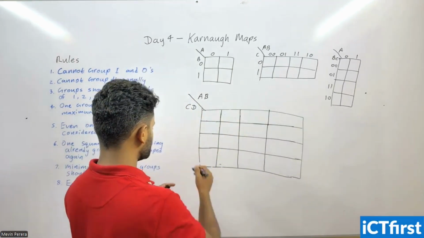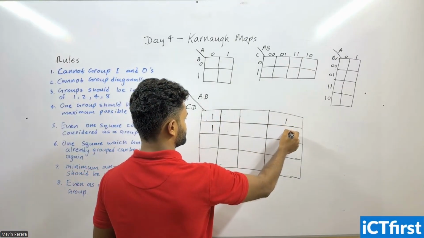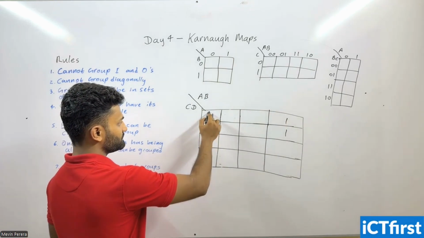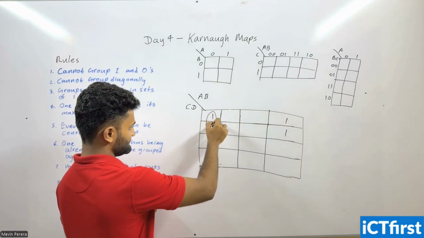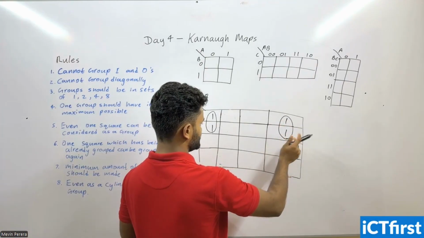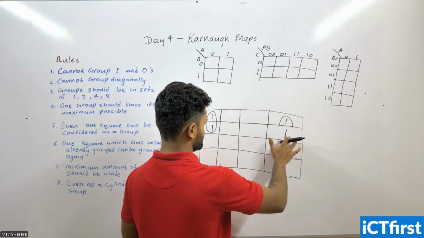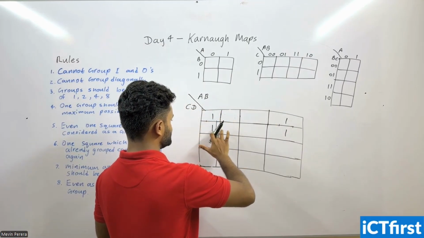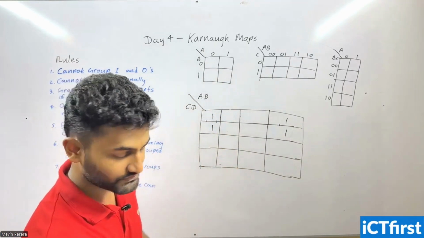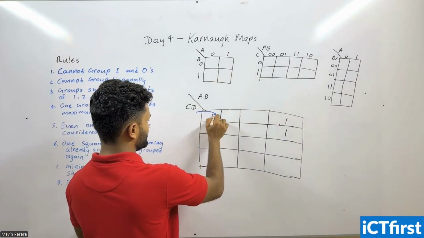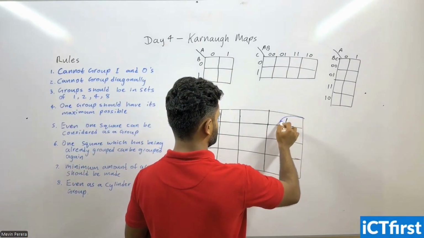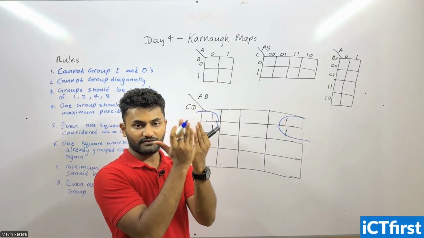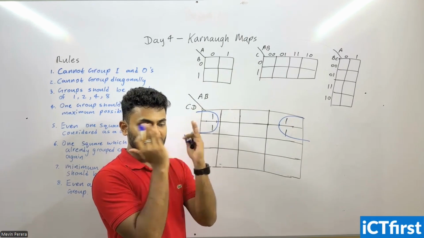So that's what it says. If you have something like this, you can't group it separately. This answer is wrong. It should be one group. You should consider it as one group. So how are you going to mark it? You're going to mark it like this. Imagine it's getting turned and making a cylinder.